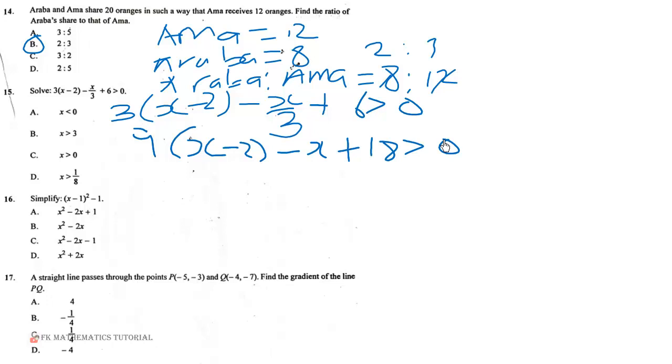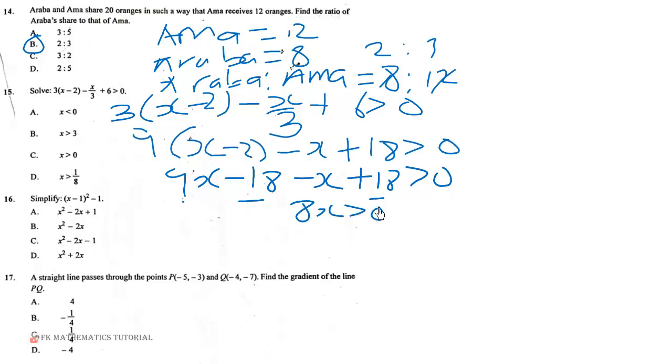So let's expand. So 9 times x is 9x, minus 9 times 2 is 18, minus x plus 18 is greater than 0. So we have minus 18 plus 18 will be 0. Now 9x minus x will be 8x is greater than 0. Divide through by 8. So we'll get x to be greater than 0. So the correct answer is C.